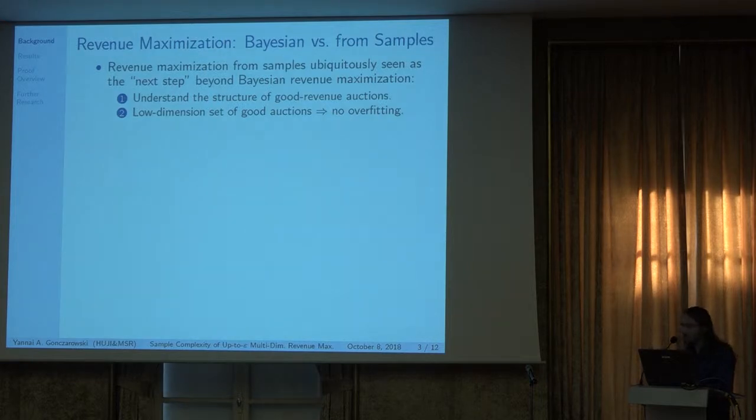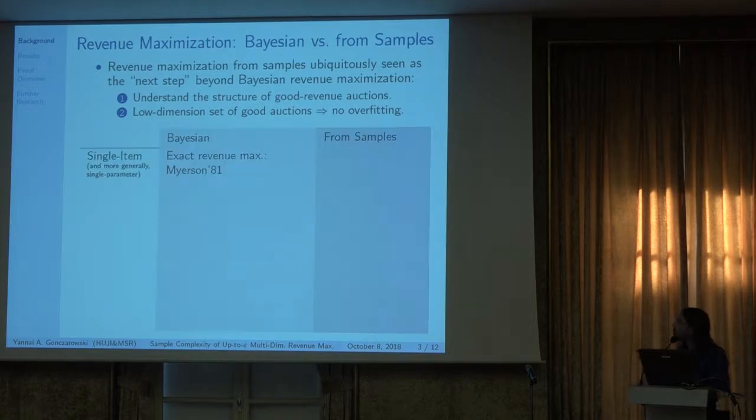Revenue maximization from samples has been ubiquitously seen as the next step beyond Bayesian revenue maximization. Usually we first understand how to solve the problem given full knowledge of the distribution. We understand the structure of good auctions and then use some kind of low-dimensional argument or uniform convergence argument to show that if we indeed learn an auction from this set or from a smaller set, there can be no overfitting. Indeed, the literature progressed like this for single item settings, or more generally, for whoever is familiar with the term, single parameter settings.